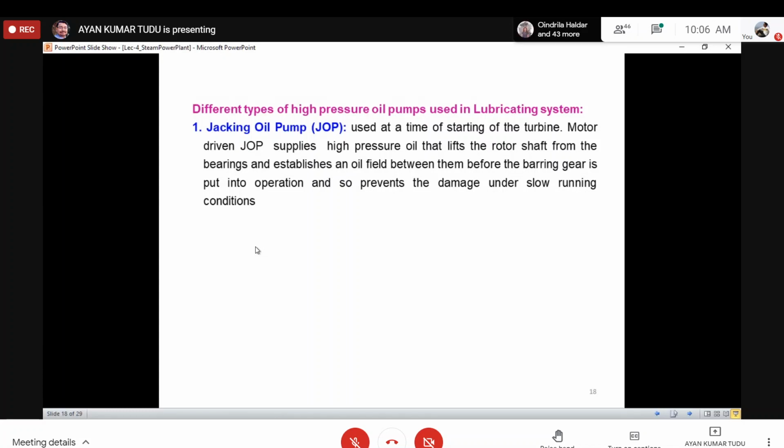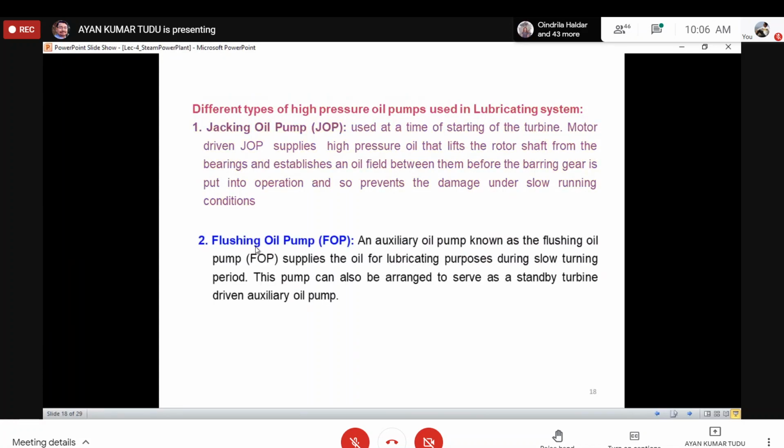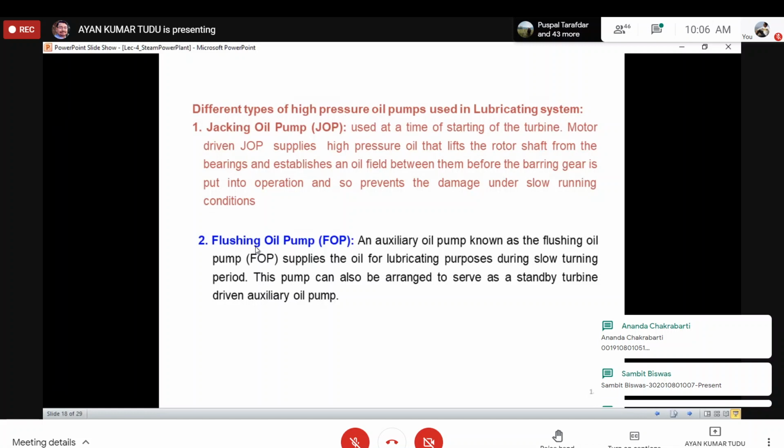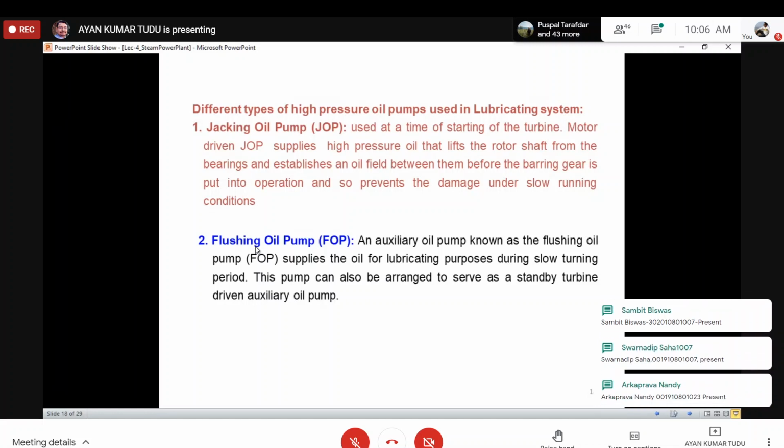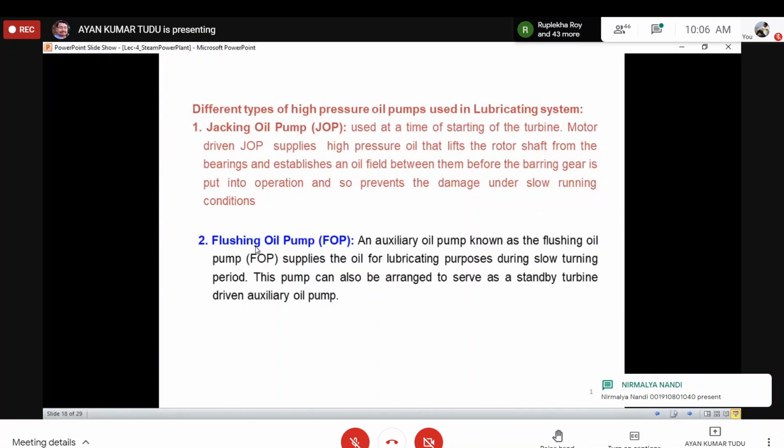The next is our flushing oil pump, FOP. Here we have an auxiliary oil pump known as the flushing oil pump, which supplies the oil for lubricating purposes during the slow turning period. This pump can also be arranged to serve as a standby turbine driven auxiliary pump. Actually, this flushing oil pump and the next one, the auxiliary oil pump, are all driven by the turbine. When the turbine is rotating slowly, we can use this flushing oil pump, which serves as the auxiliary to this JOP.